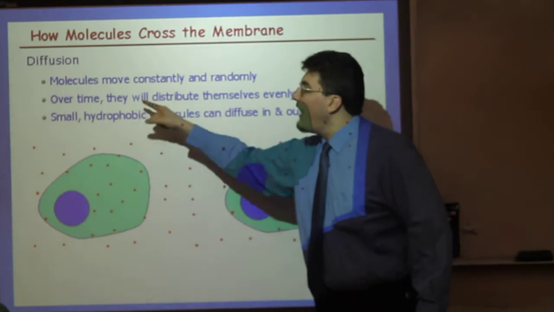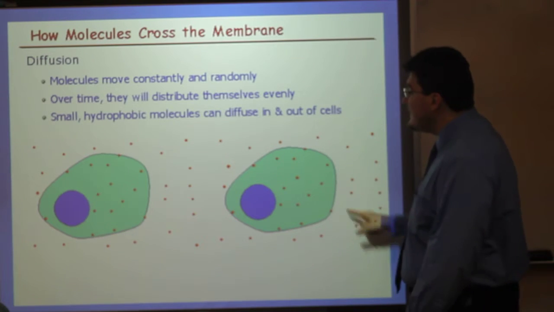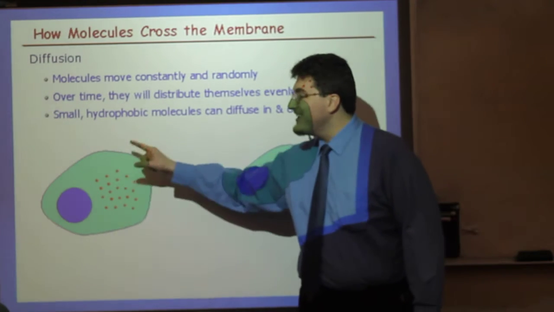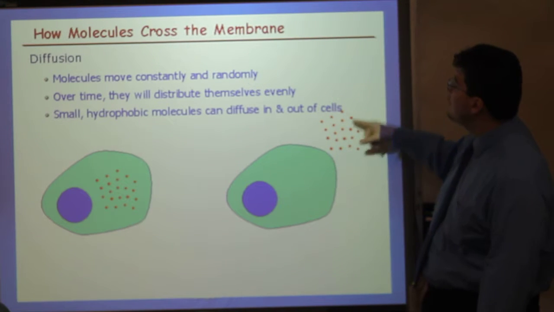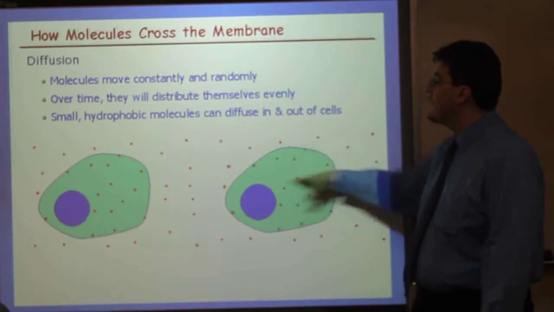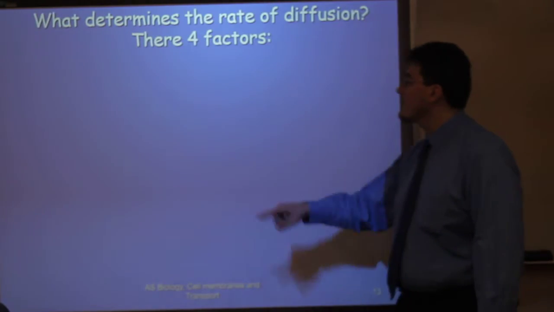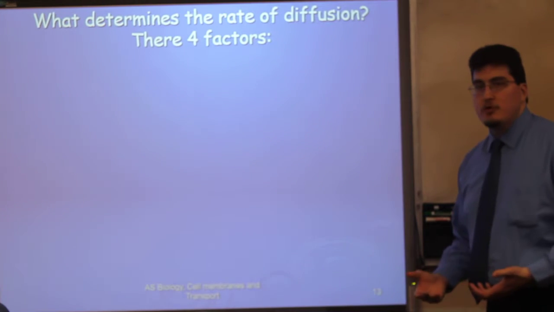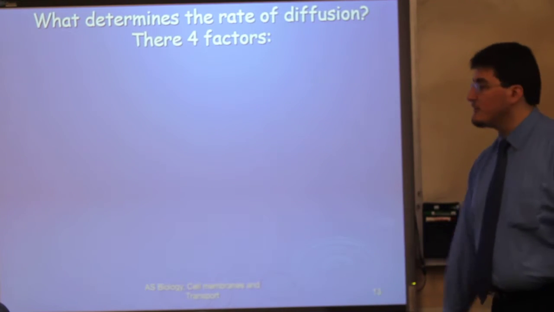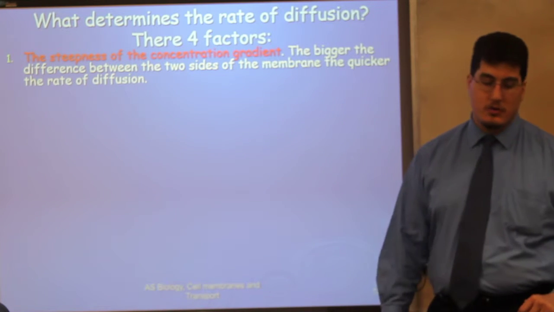And small hydrophobic molecules can. So these small hydrophobic molecules can diffuse out. These small hydrophobic molecules can diffuse in. So they will, freely. So, what determines the rate of diffusion? There are 4 factors that determine the rate of diffusion. The first is the steepness of the concentration gradient.